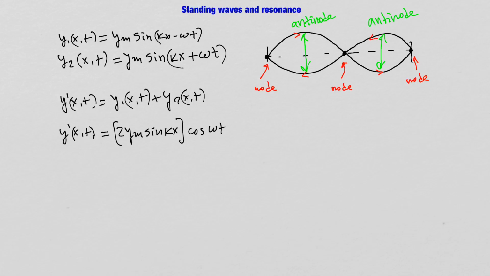So notice that this result here is not of the same form as the waves that I've combined to get that standing wave. So this is not a traveling wave. This does not move along the string. And of course, that's why it's called a standing wave. So this pattern here is constant with time. It doesn't change. So you can think of this term here in the bracket as the amplitude of oscillation.